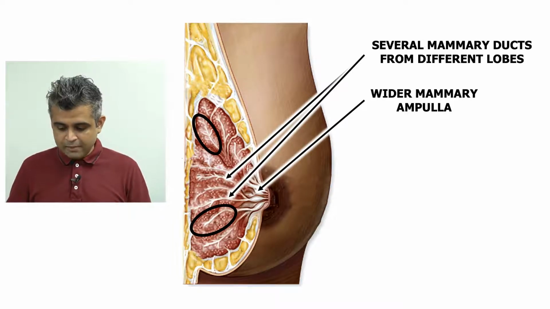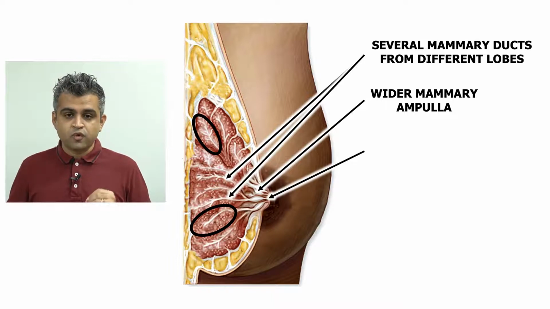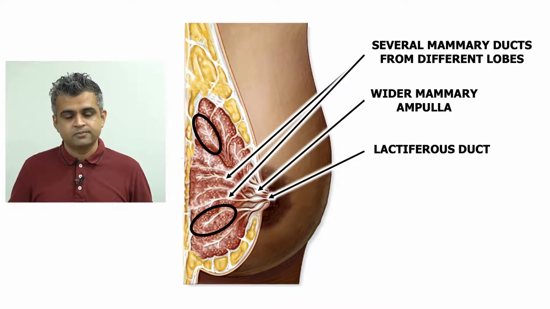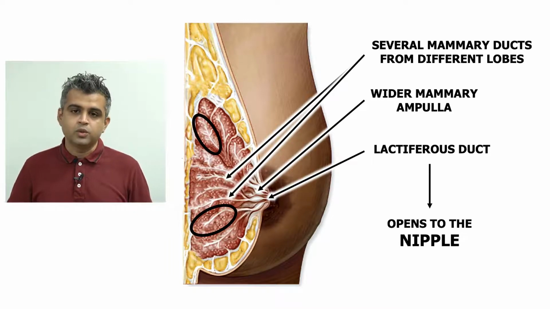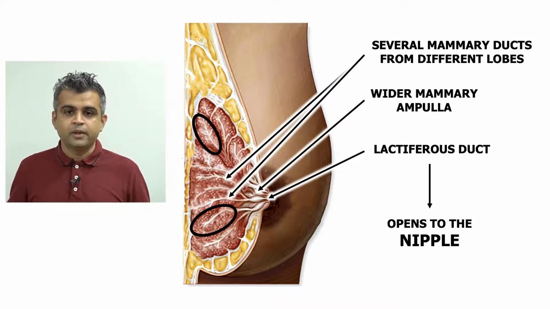Now these mammary ampullae are going to join to form these pipes. So from the ampullae, you have these little pipes which are opening on the surface of the nipple, and they are called lactiferous ducts. They open onto the nipple, and of course from the nipple, the milk that they are carrying will open into the baby's mouth.